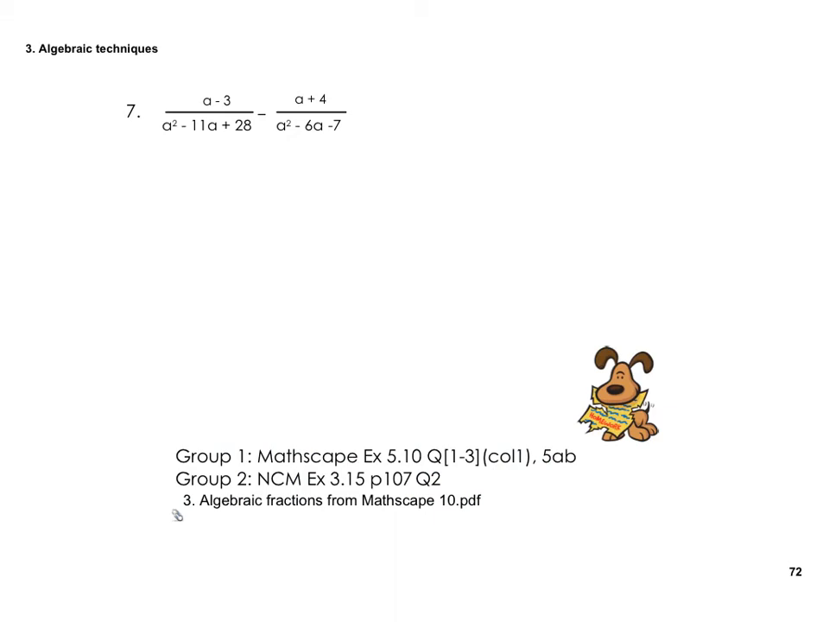Okay, last question. Question 7. (a minus 3) over (a squared minus 11a plus 28), take away (a plus 4) over (a squared minus 6a minus 7). So factorize these monic trinomials and see what happens. Okay, let's go through it.